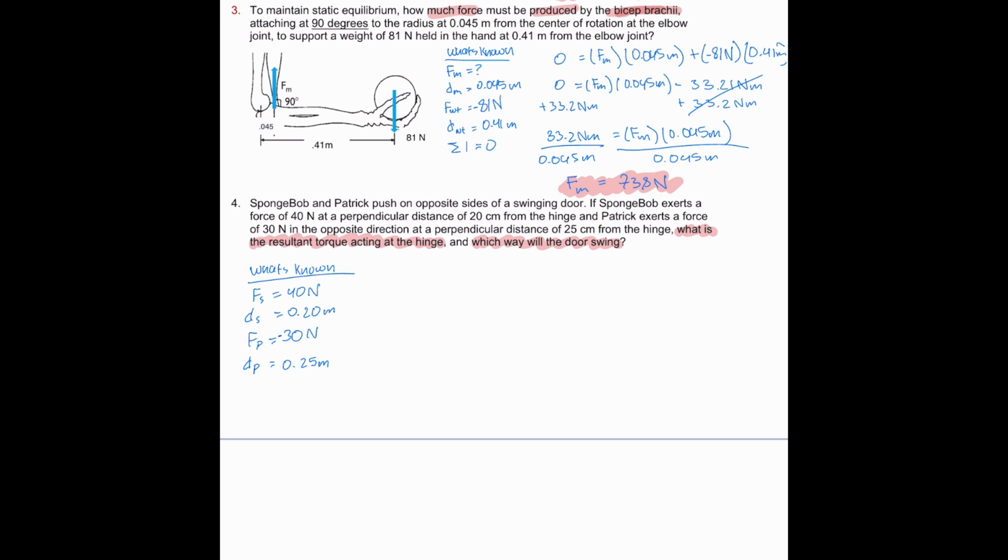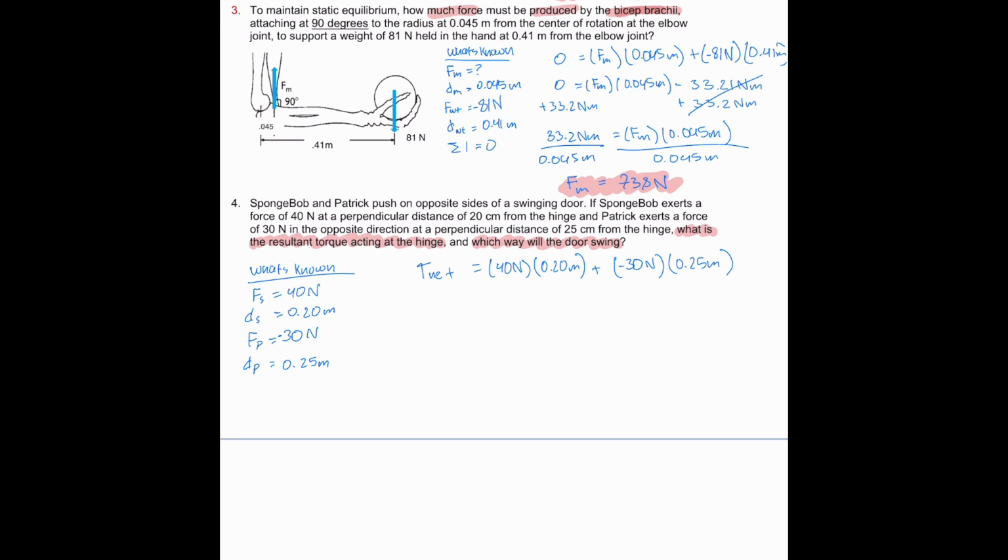So the formula for total net torque is equal to the force and distance of both individuals, or however many you have. In this case, we have SpongeBob's at 40 newtons times the distance, 0.20 meters. And then we just add Patrick's, which would be negative 30 newtons times 0.25 meters. Once we plug those in, we make our math calculations.